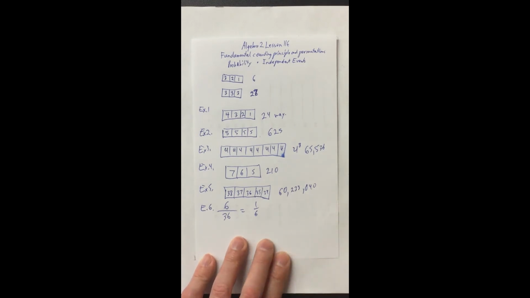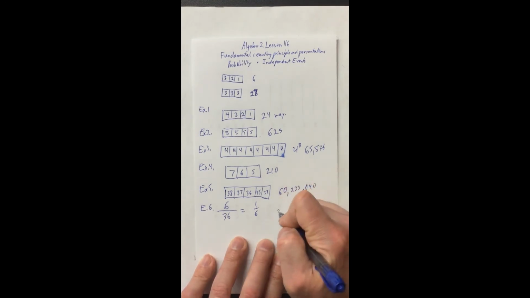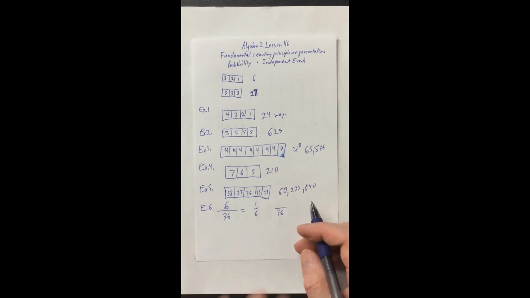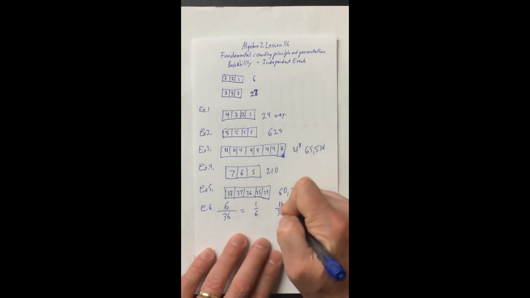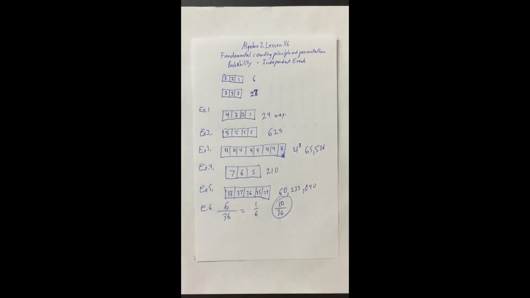How about if we want to get a number greater than 8? Well, once again, 36 possibilities. If we look at greater than 8, we've got four 9s, three 10s, two 11s, and one 12. That's 10 possibilities. We have 10 out of 36 for that one.